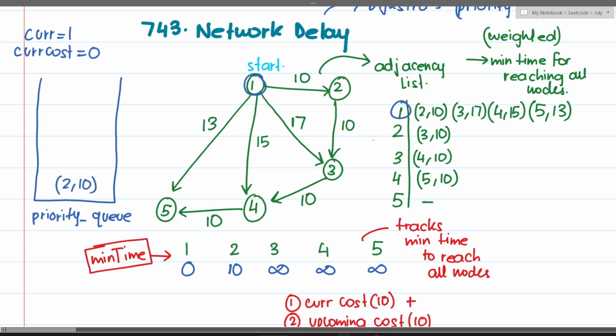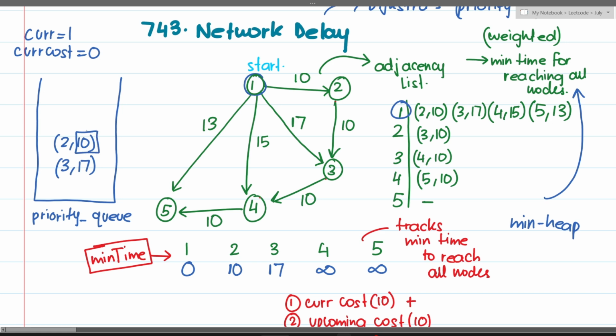All right, sure. Similarly, where else can I go from 1? I can go to 3 using 17, and 17 is better. So I will write 17 over here and I'll push 3 comma 17 over here. 3 comma 17 actually is going to be beneath 2 comma 10. Why? Because this is going to be obviously a minimum heap. Why? Because we are trying to minimize the time to reach all the nodes, right? So the next time that I pop a node from the priority queue, it should be the one which gives me the overall lesser cost, right?